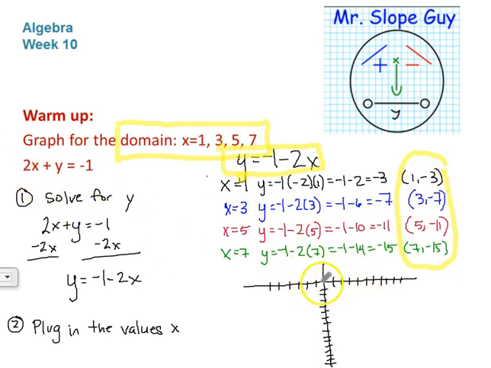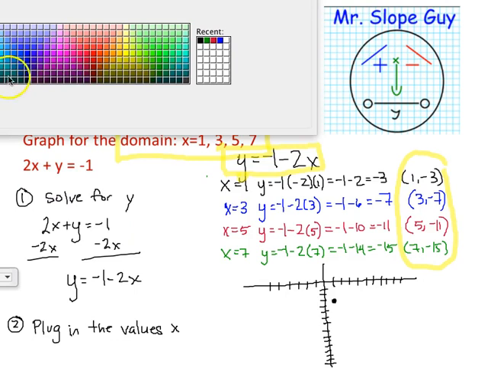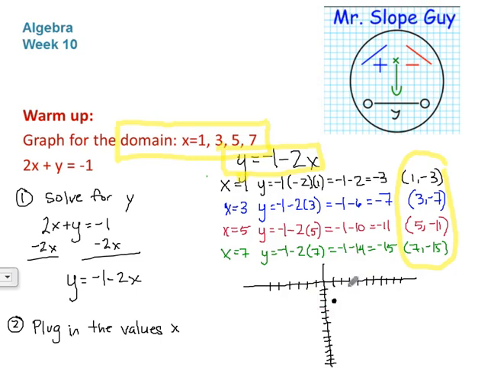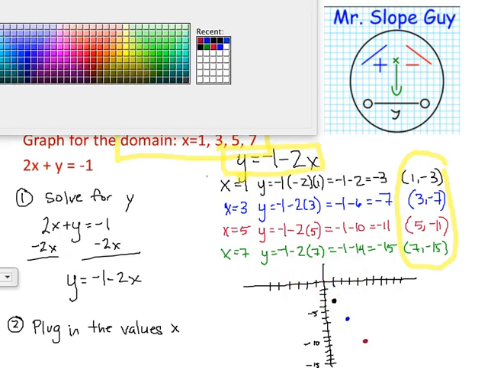So 1, negative 3 means go to the right 1 and down 3. There's that 1, negative 3. Then we're going to do 3, negative 7. So we go to the right 3 and down 7. So right about there. Then we're going to do 5, negative 11. Plot our next point, 1, 2, 3, 4, 5, negative 11, about there. And then our last point is at 7, negative 15. And then we're going to stop.